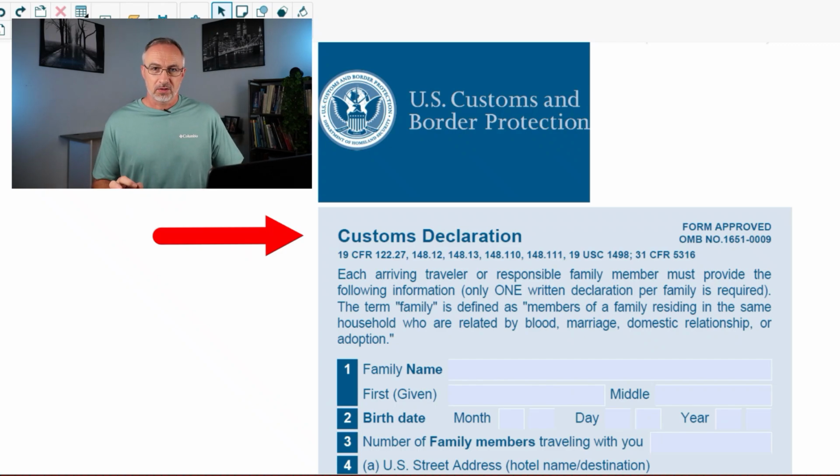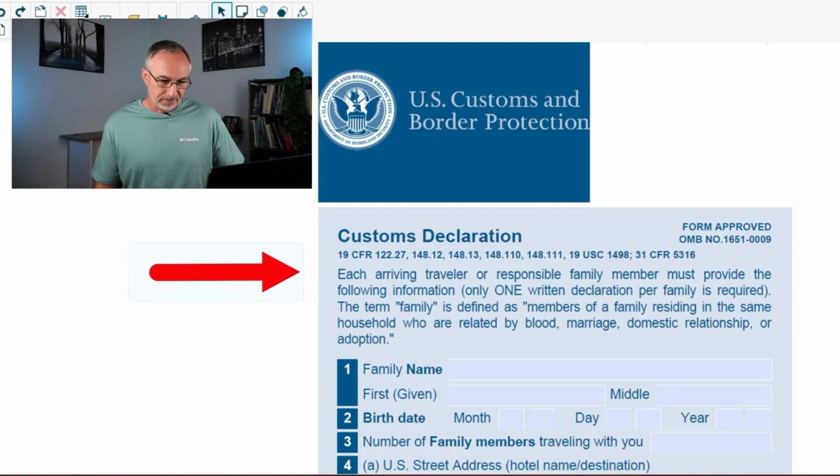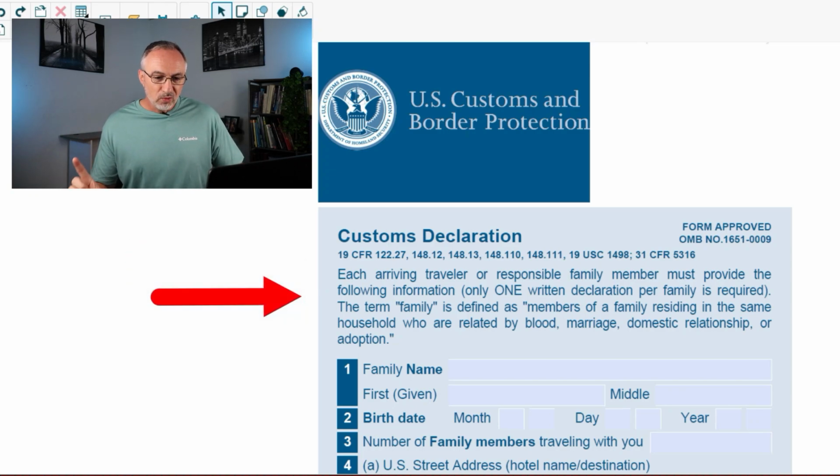So the first part starts: Each arriving traveler or responsible family member must provide the following information. Only one written declaration per family is required. Okay, so basically you're going to have one of these forms to complete for your family. So not every person in your group or in your family, but just one per family.